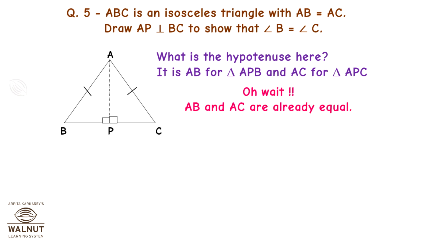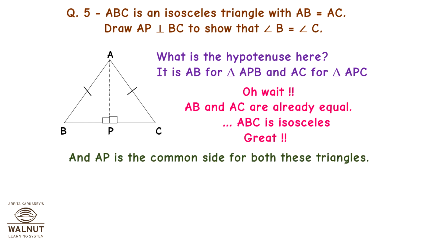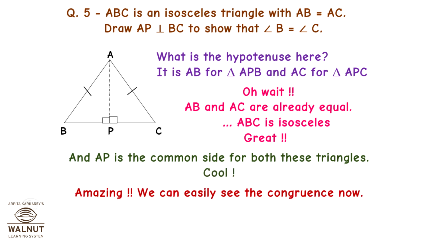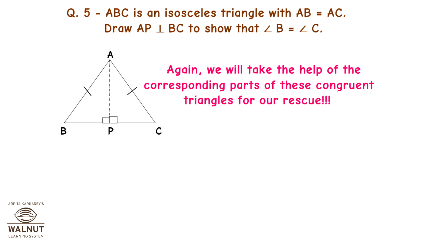Oh wait! AB and AC are already equal. ABC is isosceles. Great! And AP is the common side for both these triangles. Cool! Amazing! We can easily see the congruence now. But the question asked is a bit different. Again, we will take the help of the corresponding parts of these congruent triangles for our rescue.